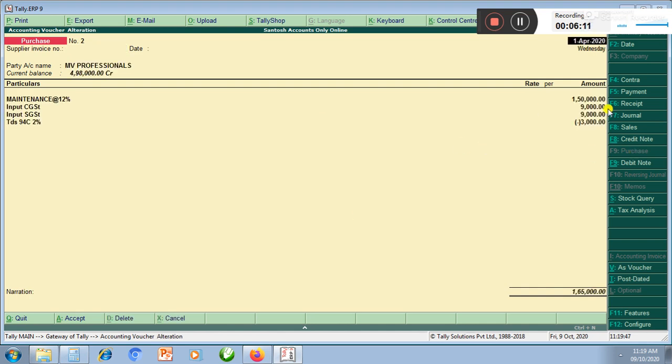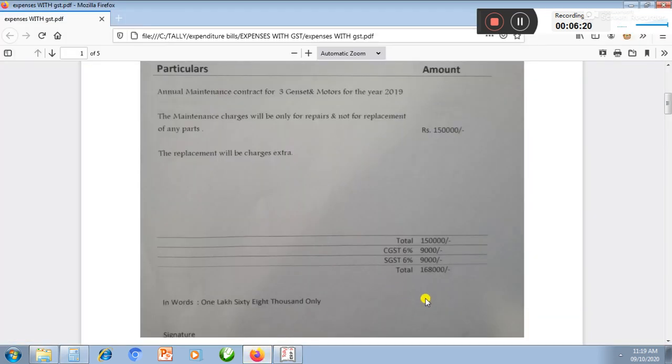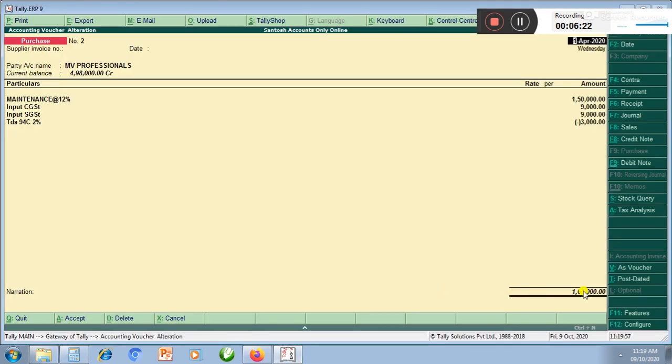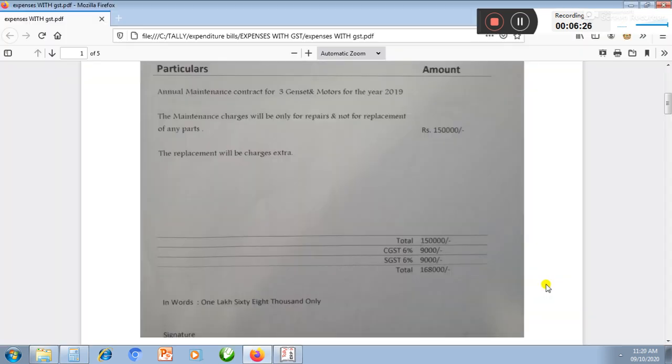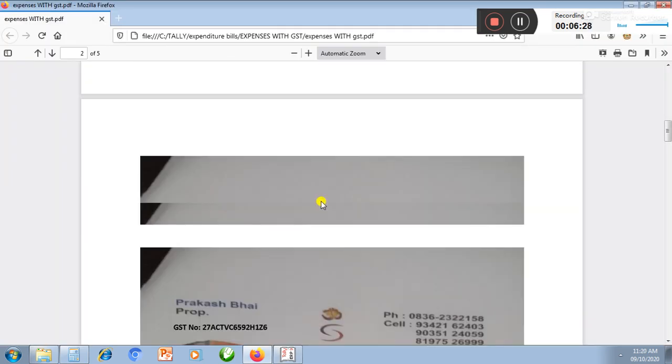See, in the purchases we have to put minus here. TDS deducted minus. So that means we have to pay 1,68,000 out. Actually, the bill is of 1,68,000. We have to pay to the party 1,65,000. We will be paying to the party. Okay. Let us go for second bill now.